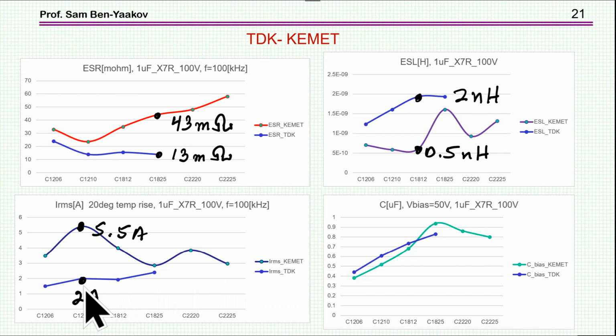Otherwise, you cannot explain this very big difference. And then we have similar differences for other parameters, and this is the ESL. In the case of the TDK, the ESL is quoted as being higher, while Kemet is quoting it to be lower. For the dependence of the capacitance on the bias, well, it seems pretty much similar.